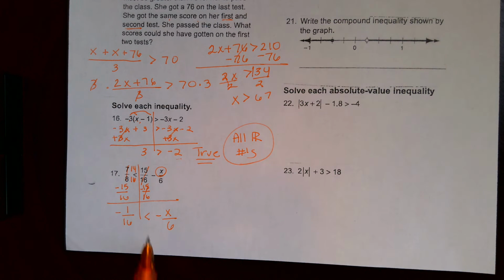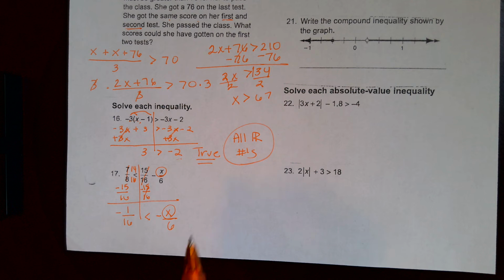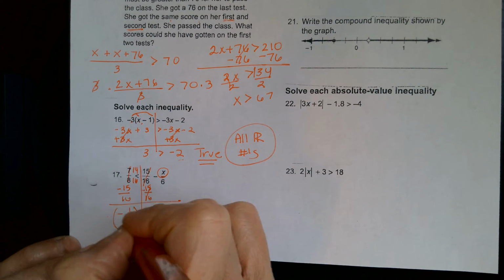So when we do this, we want the x alone. And I need to get rid of the 6, and I need to get rid of the negative sign. So what shall I multiply both sides by? I can do it in one answer. I can do it by multiplying both sides by a negative 6.